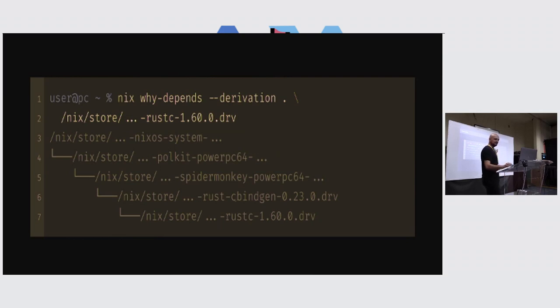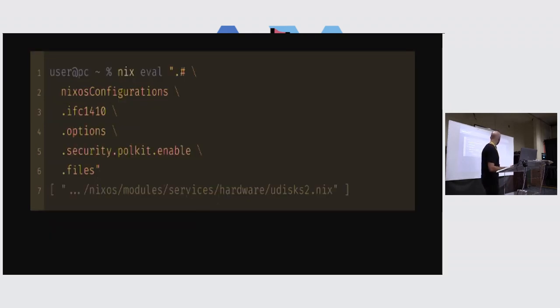So it's kind of weird that in my minimal image, well, I have the polkit dependency. So I'm going to figure out why polkit is enabled. And polkit is enabled through the security.polkit.enable option. And so I'm going to ask from my options security.polkit.enable which files modify that option.